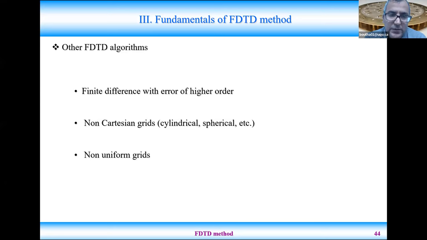We have to know that there are other FDTD algorithms. For example, we can use a finite difference with an error of higher order. We can also use non-Cartesian grids, for example, cylindrical, spherical. We could also use non-uniform grids. But as long as you understand the classical one, the basics of the FDTD, it's not difficult to work on the other ones.